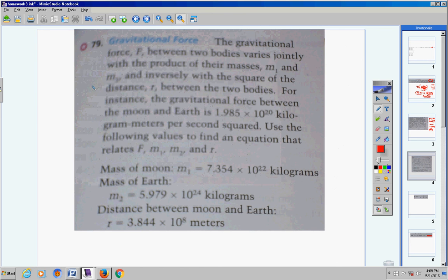Moving on to number 79. Now 79 is on the review sheet. After looking at it, it's not that hard of a problem, but I am not going to work this out, and we are not going to do it dealing with all these scientific notations. It's a great problem, but I'm trying to test your ability to write direct, inverse, or joint variation equations and then solve them, not use a bunch of scientific notation numbers. So we're going to move on.